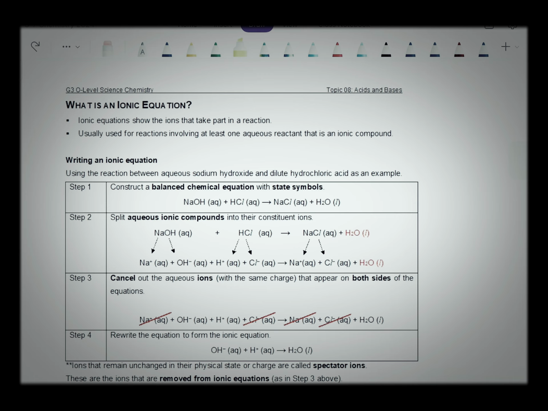First thing, an ionic equation, just like the name suggests, shows all the ions that take part in a reaction. So usually for a reaction that involves at least one reactant, there is an ionic compound. So let's look through the steps step by step.